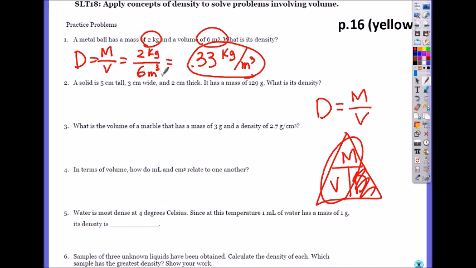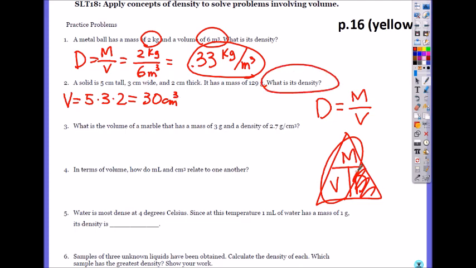Okay. Number 2, a solid is 5 centimeters tall, 3 centimeters wide, and 2 centimeters thick. Whenever they give you 3 dimensions, it has to be a rectangular prism. So you have to find the volume first. What's the volume of the solid? It is 5 times 3, the area of the base, times the thickness, which is the height. So what do you get for the volume? 30 centimeters cubed.